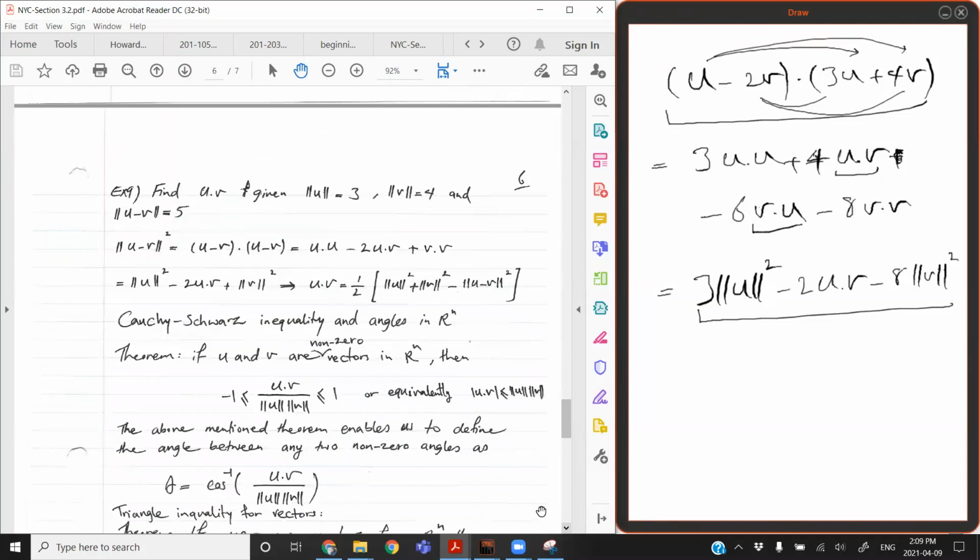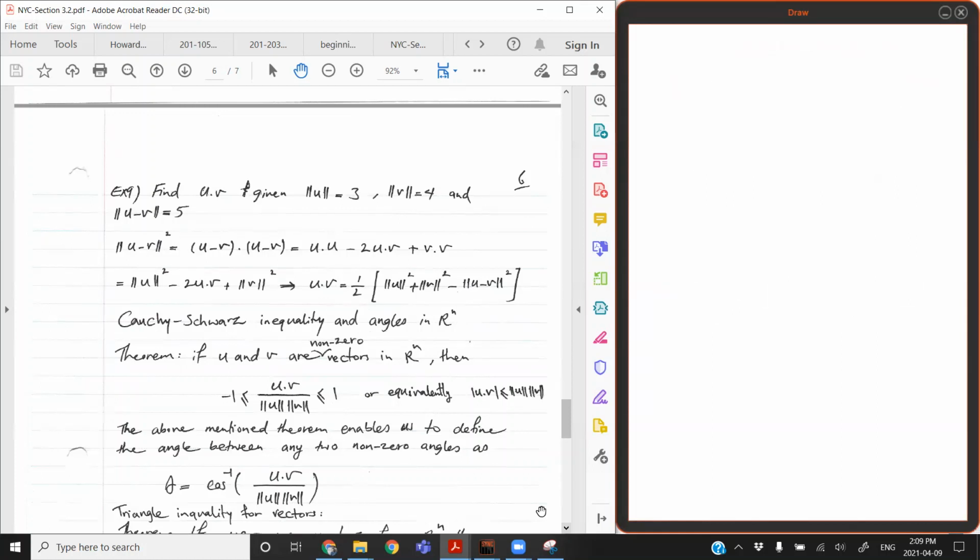So the next example is interesting. If I have the norm of u, the norm of v, and the norm of the difference between u and v, I should be able to find u dot v. So we know the norm of u is 3, the norm of v is 4, and the norm of u minus v is given to be 5. The question is, what is u dot v?